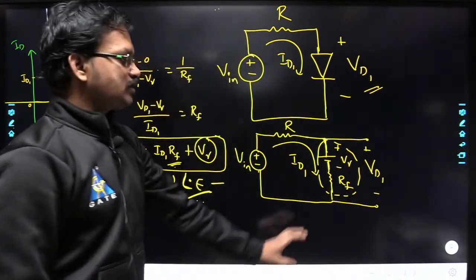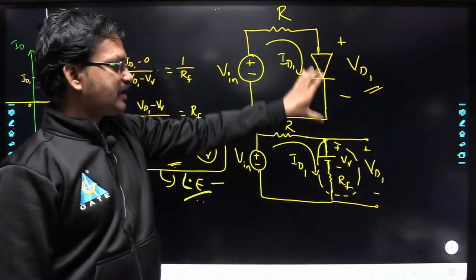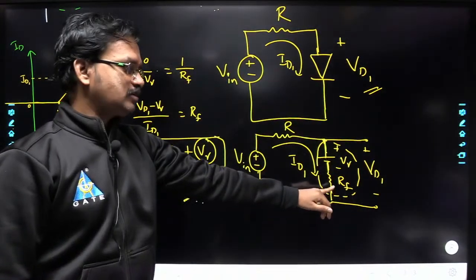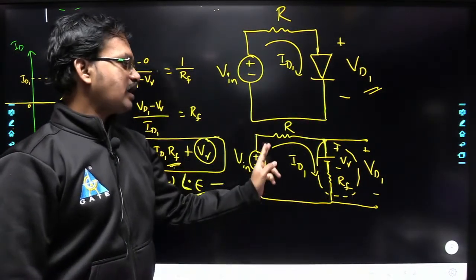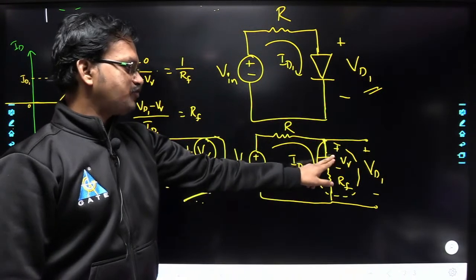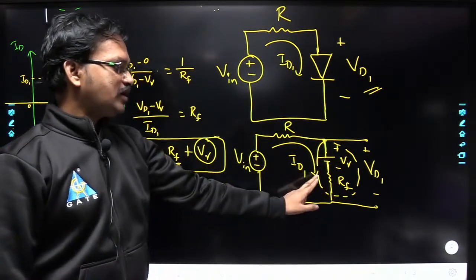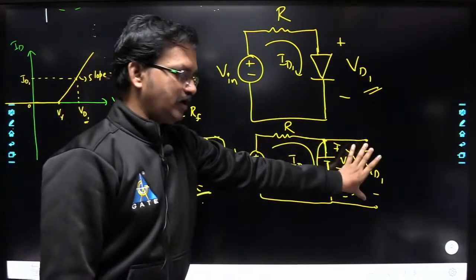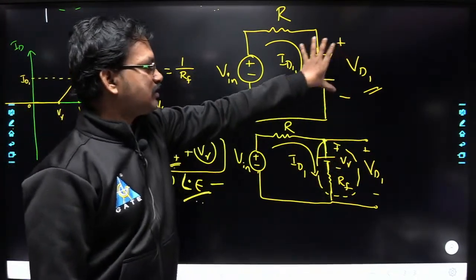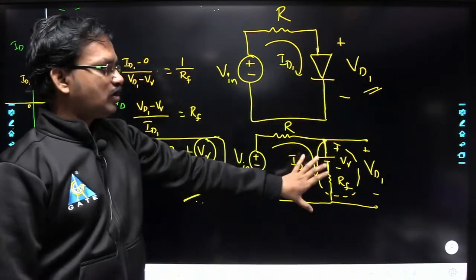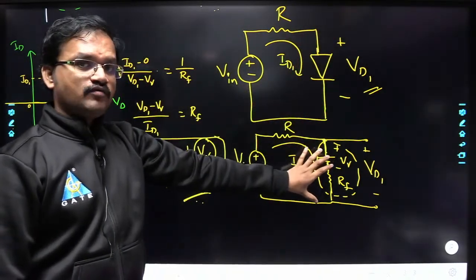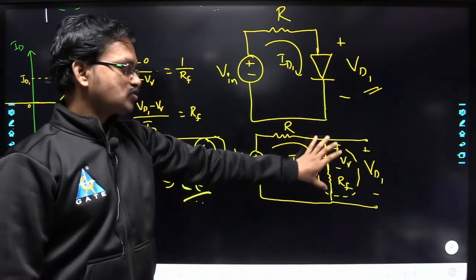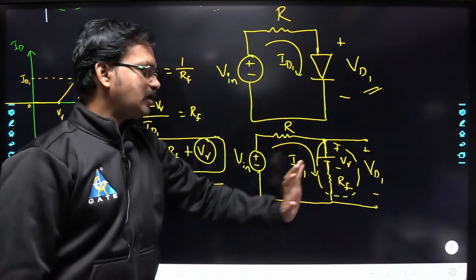So the total diode here, I can replace with V gamma and RF, that is the forward bias resistance. Now the current ID1 is flowing through this. So here this is V gamma, and here the drop is ID1 into RF, which is equal to VD1. So I can replace this VD1, that is the voltage drop across the diode, with this equivalent model. This is called the piecewise linear model. So you can replace the diode with V gamma and RF.